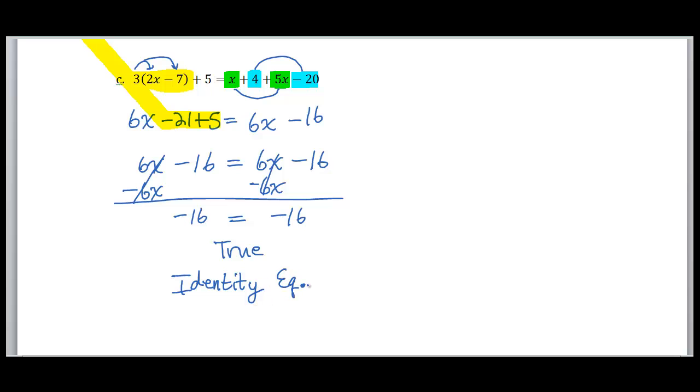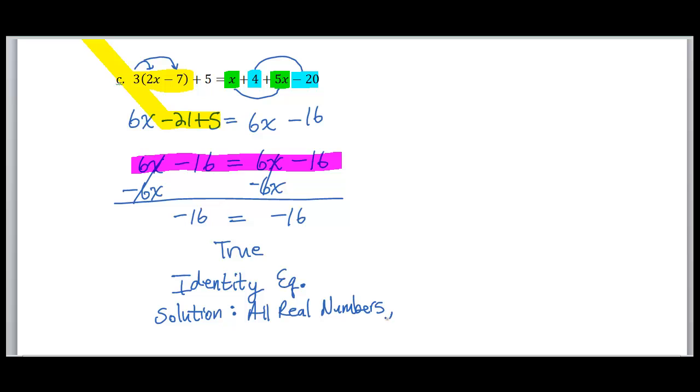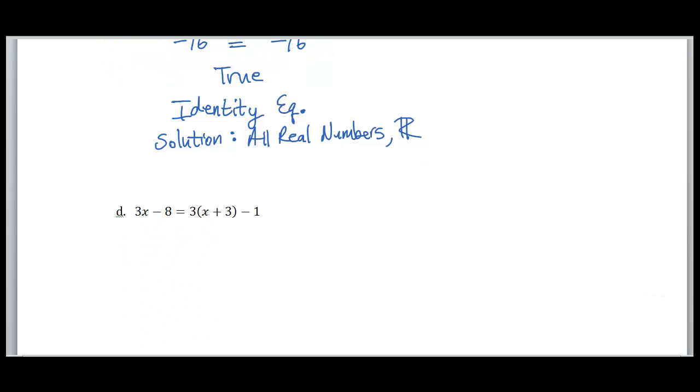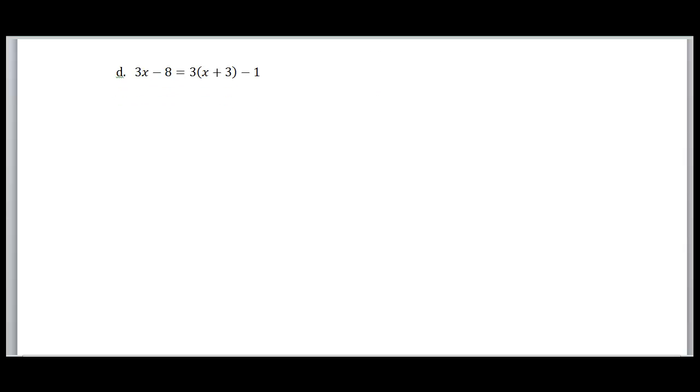That means no matter what variable I have, since I have the same thing on both sides of my equation, my variables can be any real number. Right? So if I want to know the solution to this thing, it's going to be all real numbers. All right? And it's given by that symbol there, which is a double barred R. Let's look at one more example that's interesting as well.